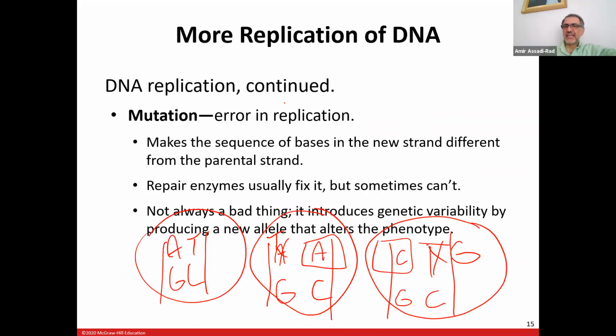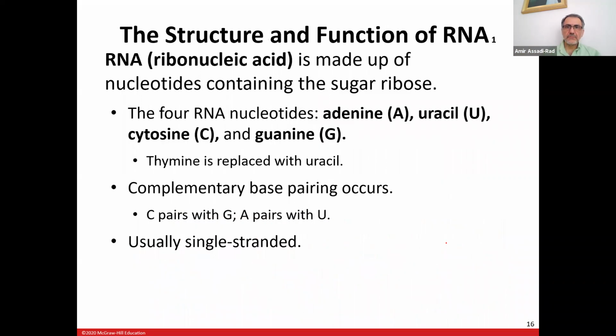When DNA polymerase is going back and checking, it does not have memory that it was A to T. If a mistake occurs, it can change that one to C to G.